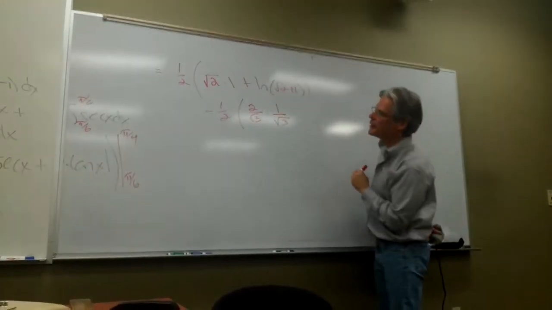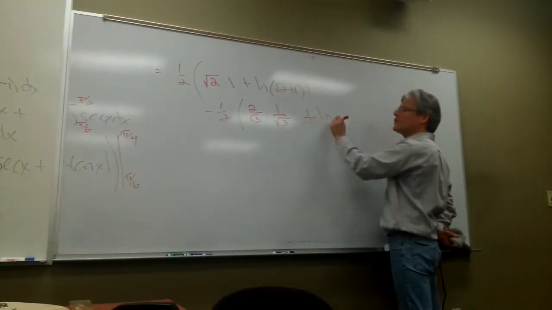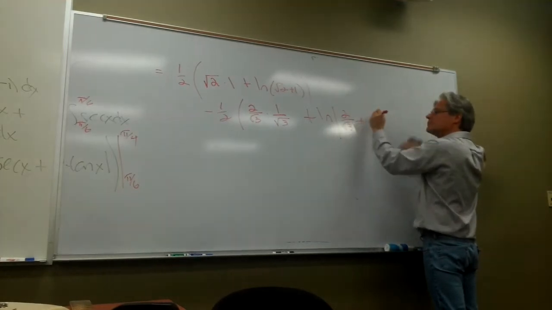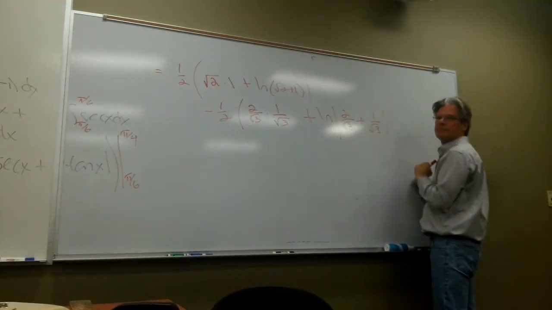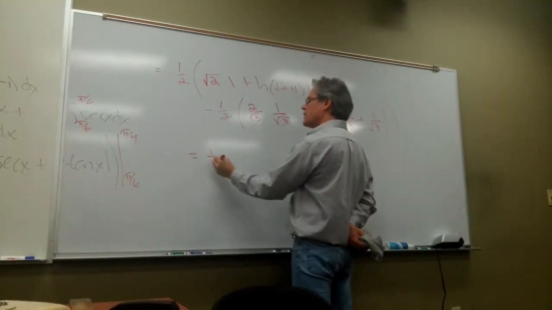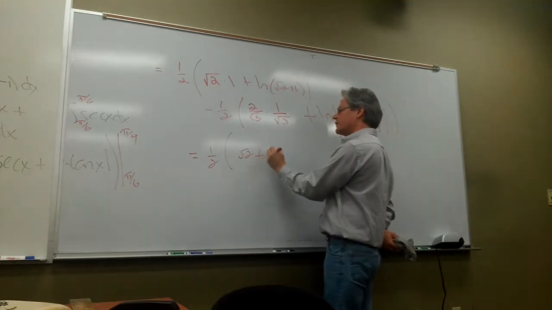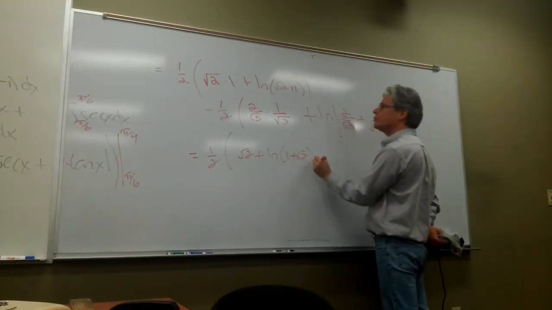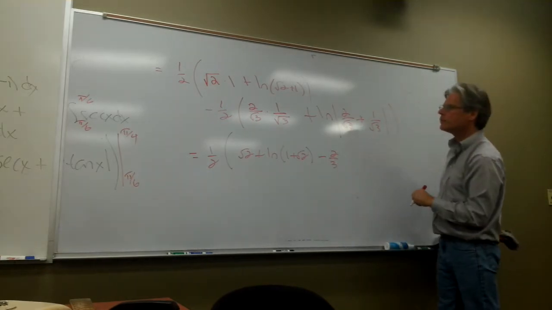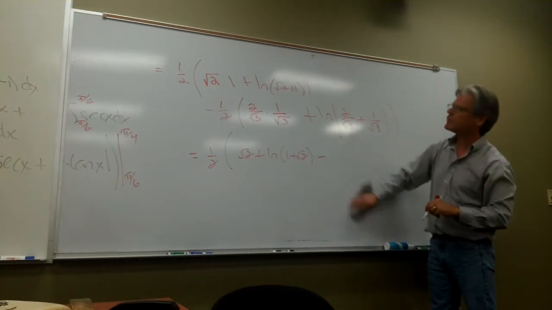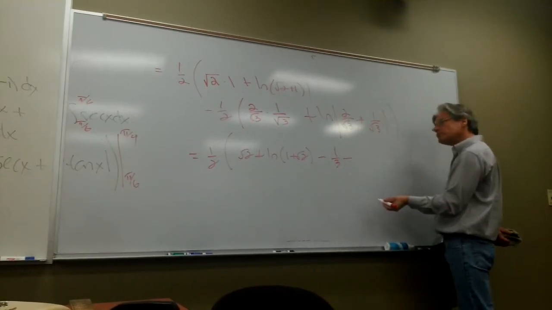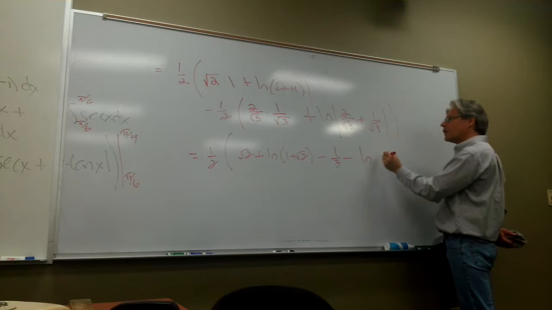Is that plus the natural log of the sum of these? Oh, I forgot my parentheses. But does that give me 1/2 times root 2 plus natural log of 1 plus root 2, minus 2/3? No, it's not. It's minus 1 over 3, minus the natural log of 3 over root 3.